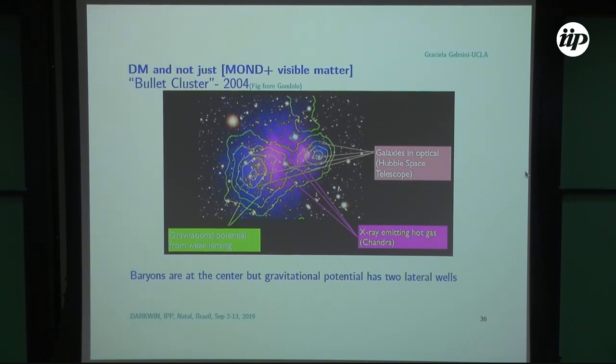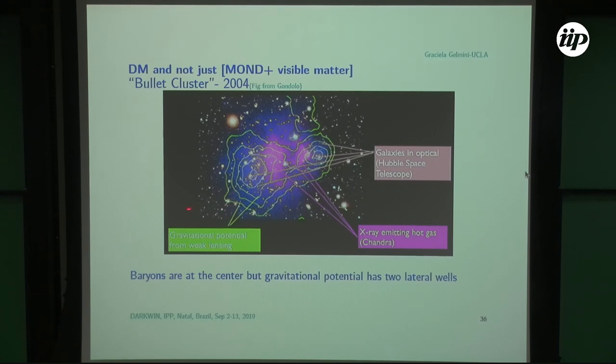Already at the level of clusters, so this is the bullet cluster. You may have seen that. It's called the bullet cluster because of this wave. This is a shock wave that you can see. For example, if you see slow motion of a bullet in a medium, you can see the shock wave that has this shape.